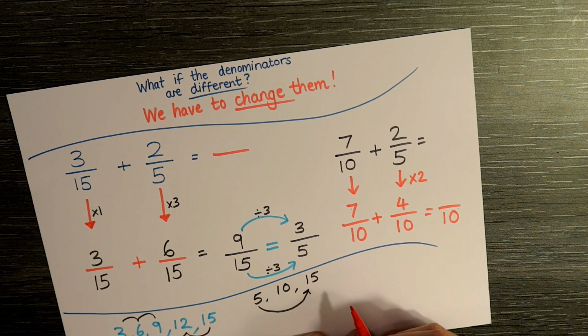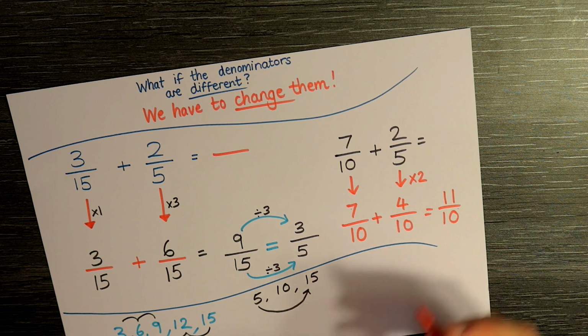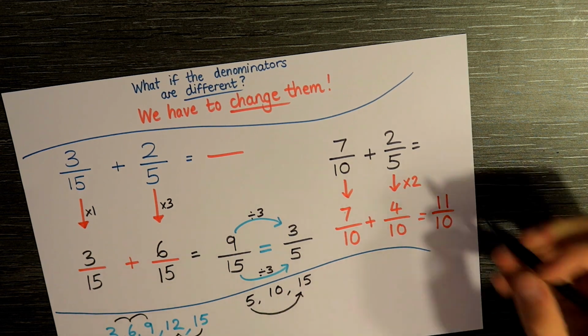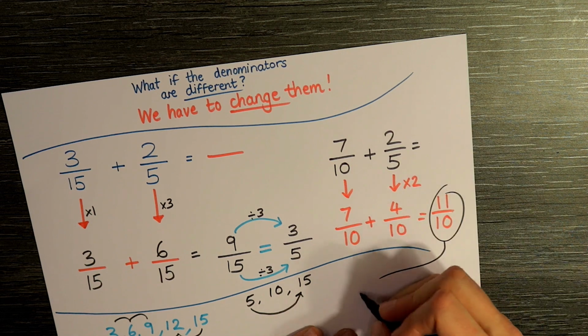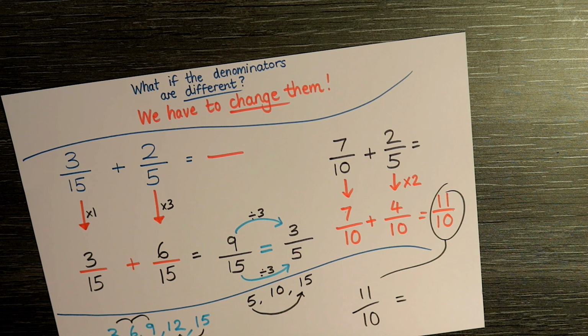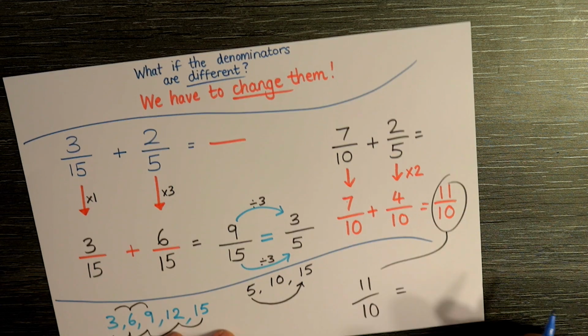7 and 4, you've got 11. An improper fraction, because the top number is too big. How about we review what we just did, and let's turn 11 over 10 into a mixed number. Remember, a mixed number gives us the whole and the fraction. How am I going to do it?